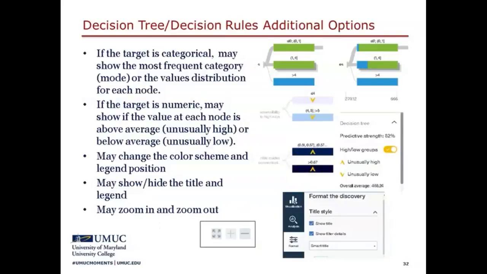This shows you additional options, like you can change the colors. Oh, and for the numeric variables, for each node you have an option to show if the value is above average or below average. You can show if the average value is above the overall average or below the overall average, right? So basically, if you're looking at the houses, the house value, you want to look at the houses that fall into this leaf node if their price is above the overall house price.